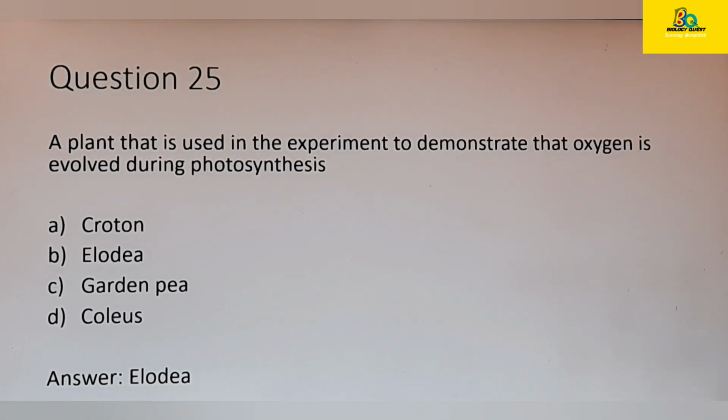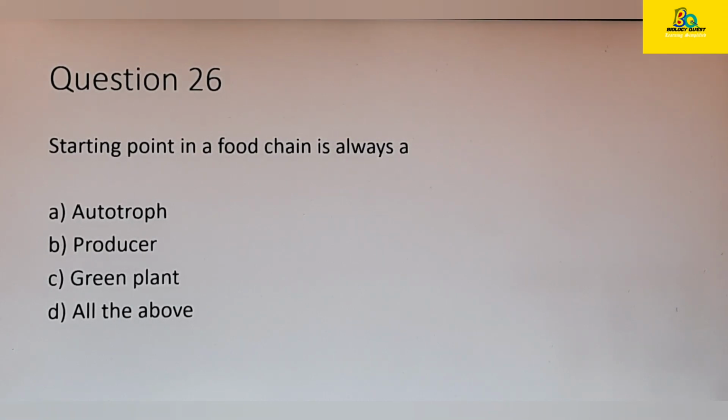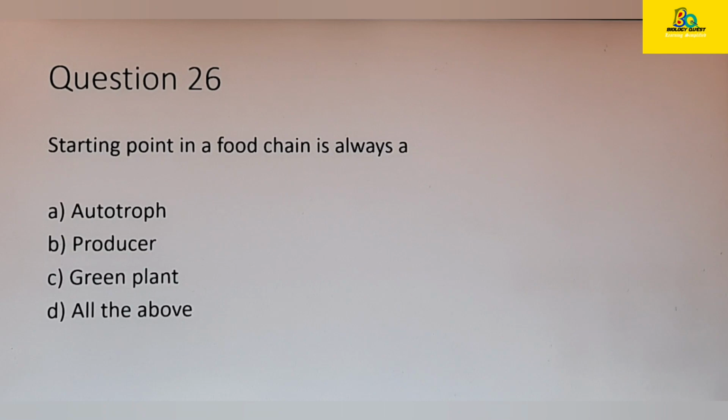Now next question, that was a simple question. Moving on to the next question, this too is a very simple question. Starting point in a food chain is always: A, autotroph; B, producer; C, green plant; D, all the above. If you don't read the question properly, there is a chance of making a mistake. Starting point of food chain is always a green plant. Your eyes will normally fall on option C, green plant, and you will mark it as the correct answer. You will get it wrong. Look at the other options.